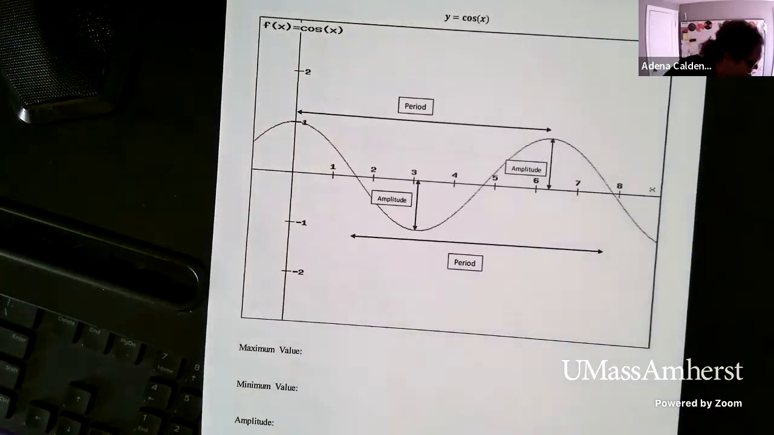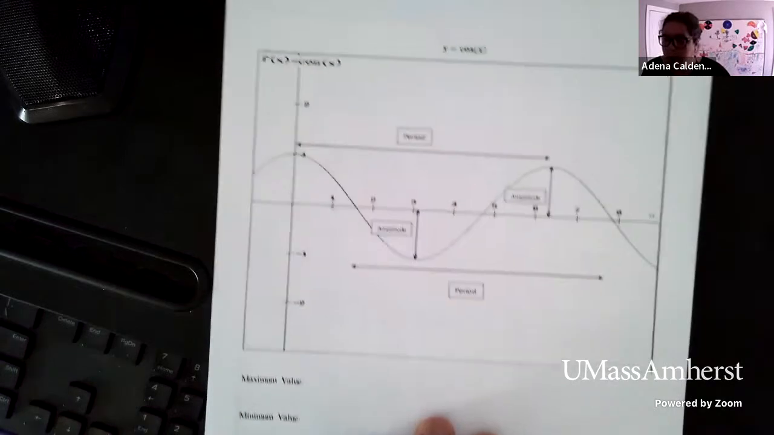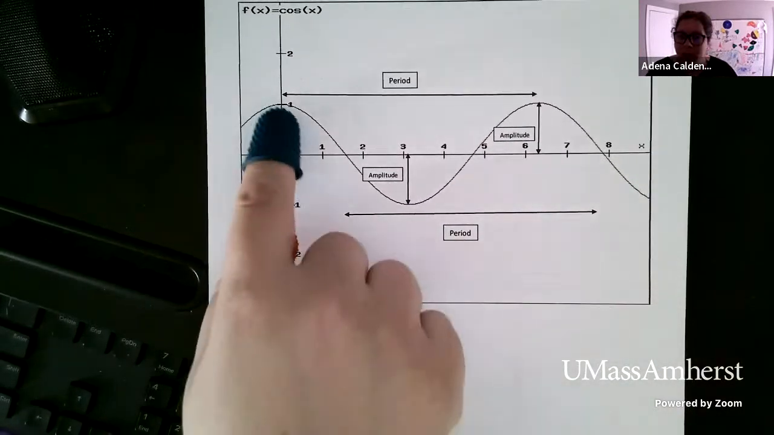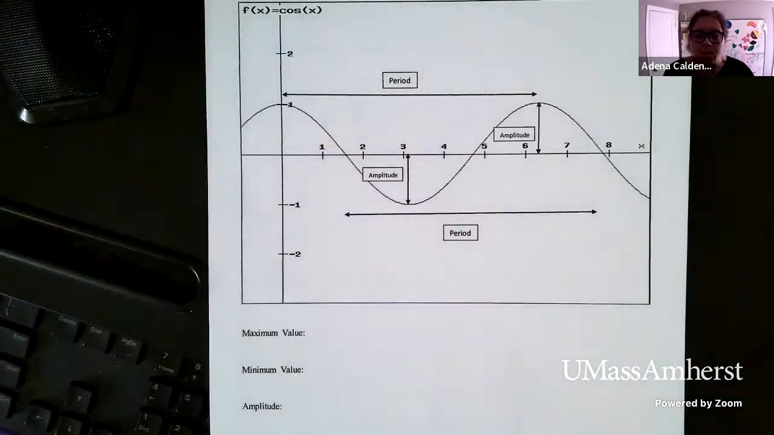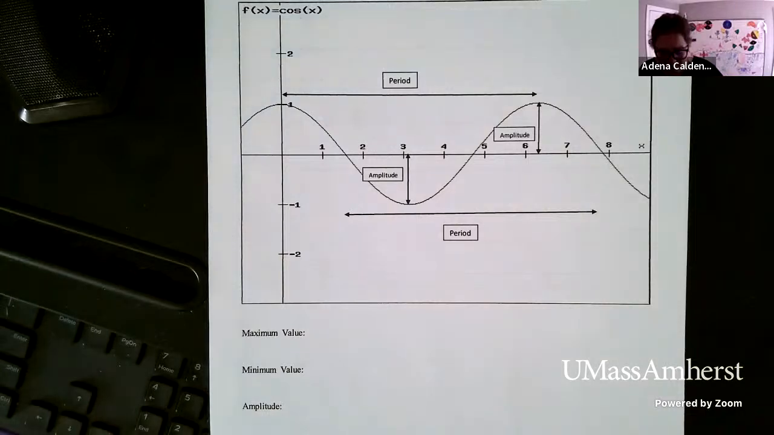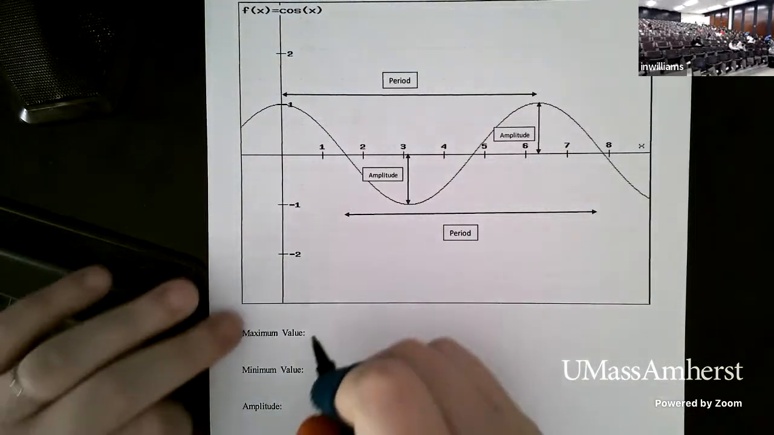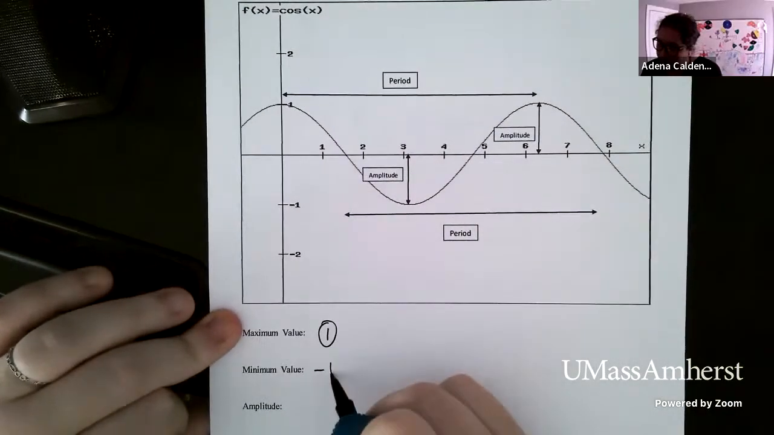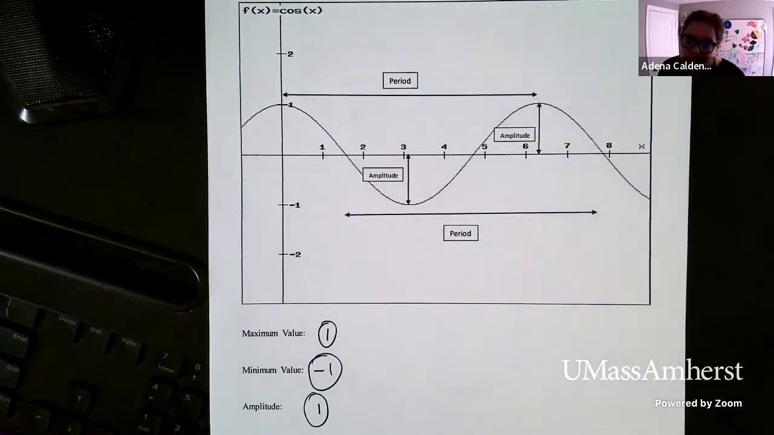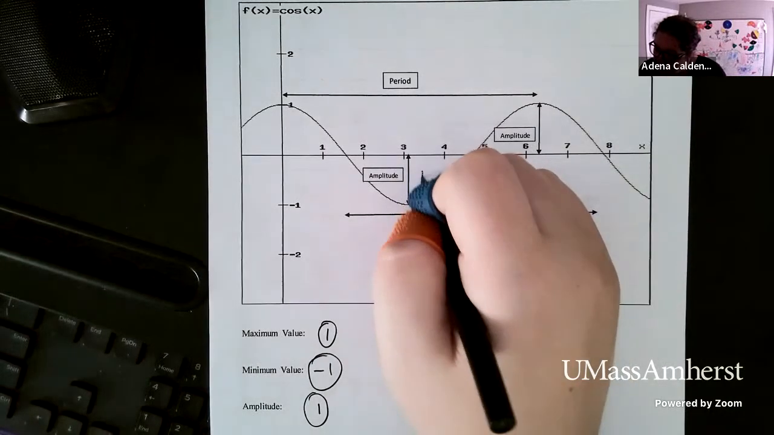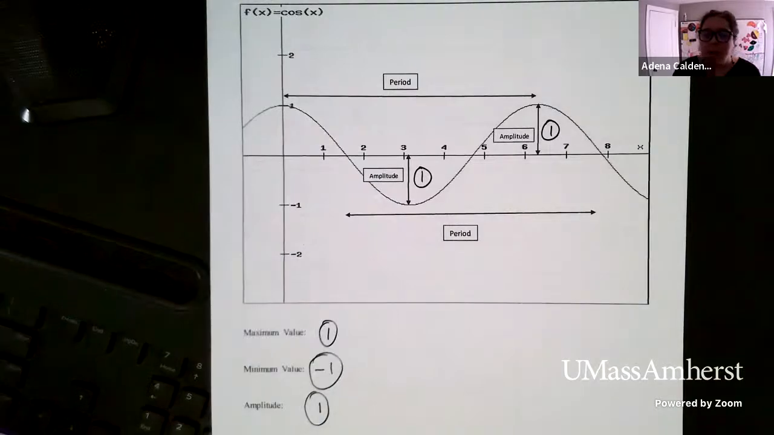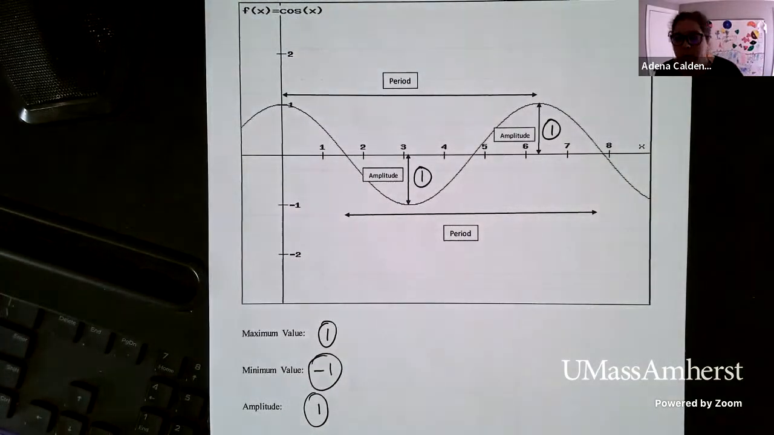Cosine is very similar. Okay, so again, cosine is going to live between 1 and -1, right? So our cosine is going to vary between 1 and -1 and keep repeating forever and ever. So the maximum value is 1, the minimum value is -1. So again, the amplitude will be 1, just like with sine. So here, if you're at the midline, you can go up 1 unit or down 1 unit to get to the extrema.